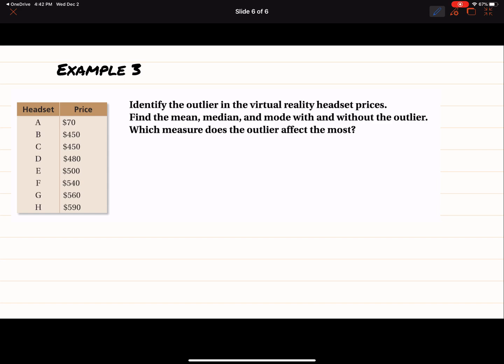All right, last example. It says identify the outlier in the virtual reality headset prices. Alrighty, so I've got 1, 2, 3, 4, 5, 6, 7, 8 different virtual reality headsets. Looks like most of them cost right around $500, about $450 to $590 is my range, but then I have this one that is a lot smaller than all the rest of them, right? So that would definitely be my outlier.